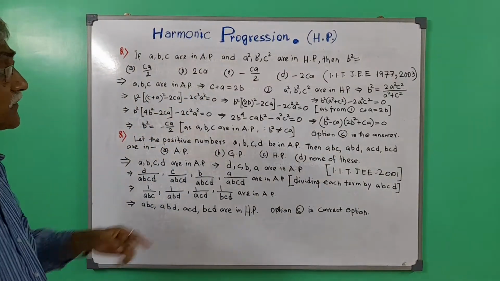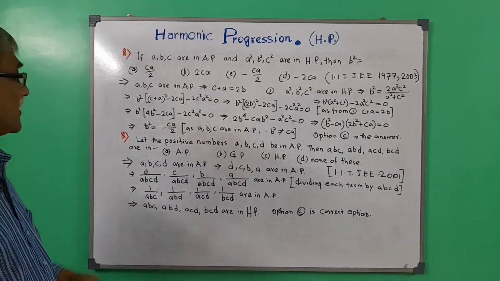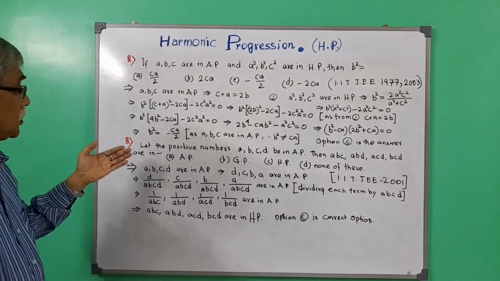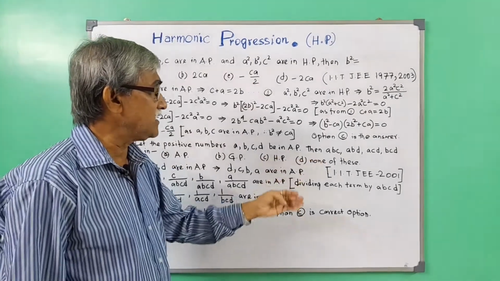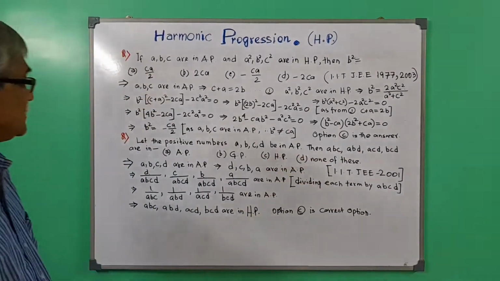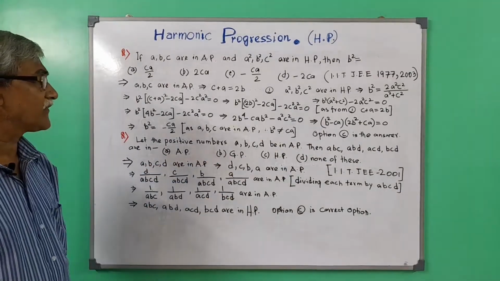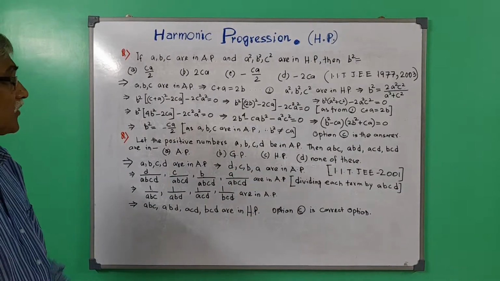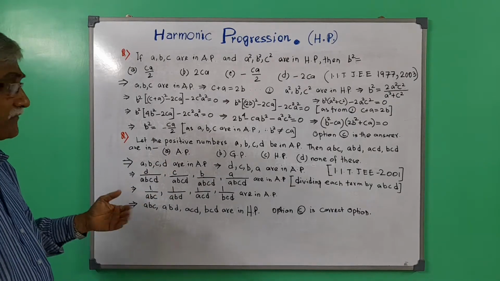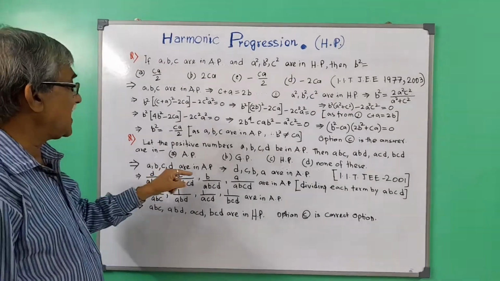Our next question is from the IIT Joint Entrance Examination 2001. So let the positive numbers A, B, C, D be in AP, then ABC, ABD, ACD and BCD are in. There are 4 options: AP, GP, HP and none of these. Okay. So I have taken use of the property: A, B, C, D are in AP.